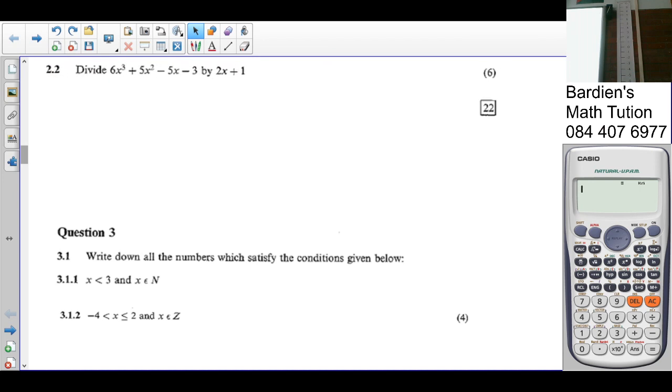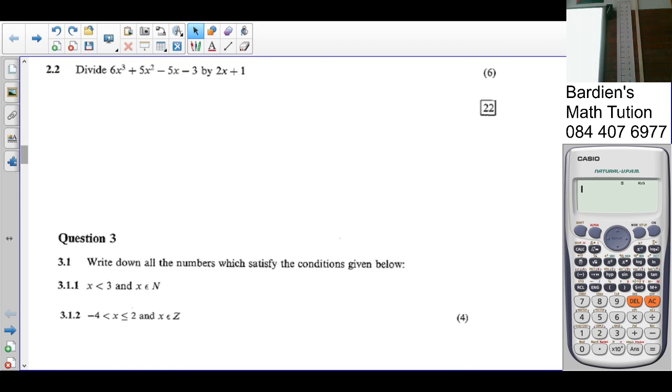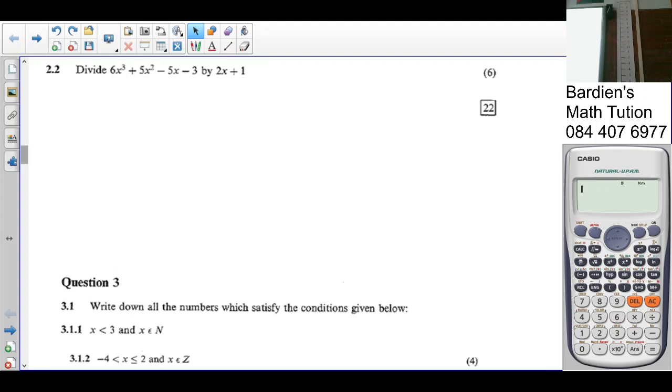Right. 2.2. Divide 6x cubed plus 5x squared minus 5x minus 3 by. People, we didn't do this. Not so. You skipped it. No problem, but I'm not going to skip it. Because maybe later on somebody that watches this video would like to have seen how this is being done. Okay.